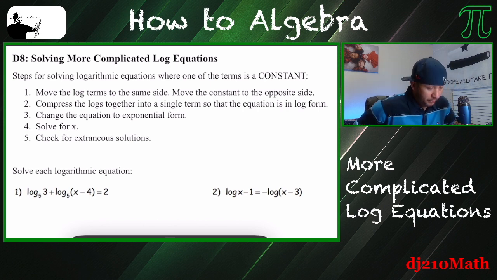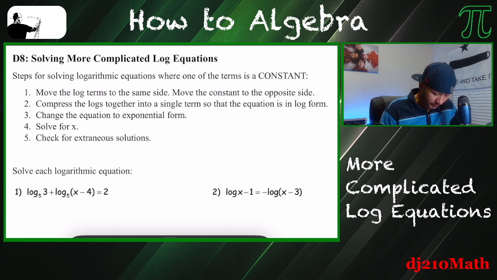The process is going to be fairly simple. We're going to move everything that has a log, or all logs, to one side of the equation, and then the non-logs, a constant or if there's multiple constants, to the other side. It's no different than solving any other equation that has x in it, right? You want your variable on one side, in this case the log, and then the non-variable or non-log to the other side of the equal sign. When it comes to the log side, we're going to compress the logs as much as we can down into a single log, and then change the equation from log form into exponential form.